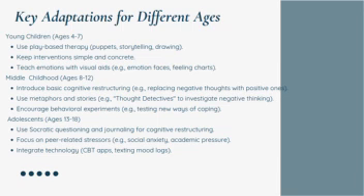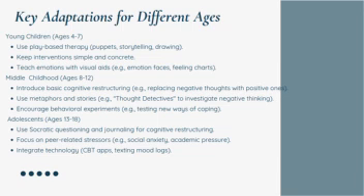With ages 8 to 12, in middle childhood, you can introduce basic cognitive restructuring, where you replace negative thoughts with positive ones. You can use metaphors and stories, like thoughts as detectives to investigate those negative thinkings. And you can encourage behavior experiments, so testing new ways of coping.